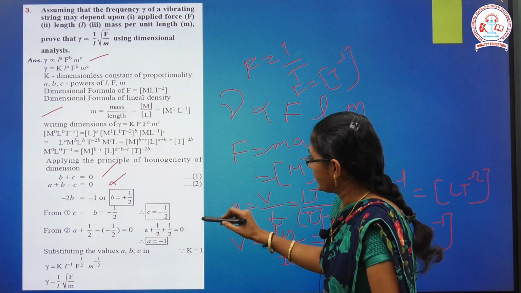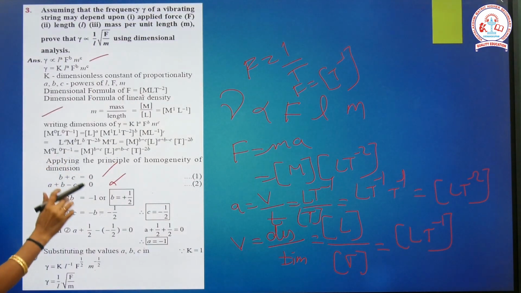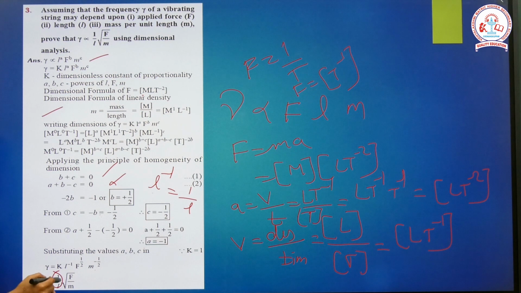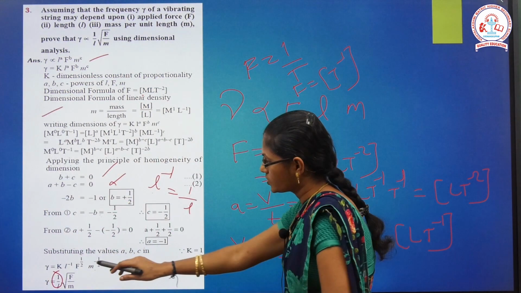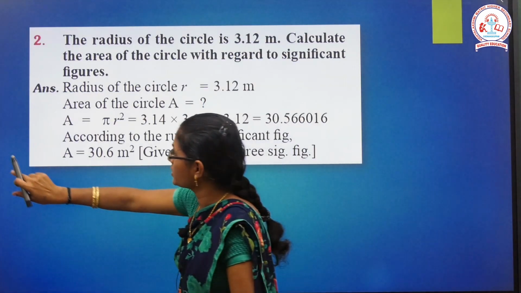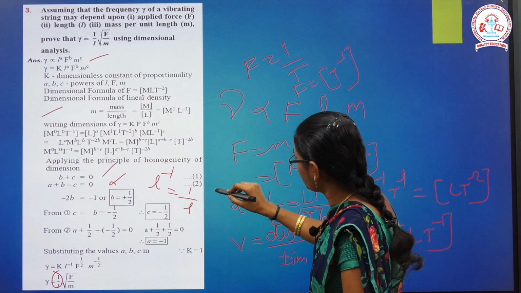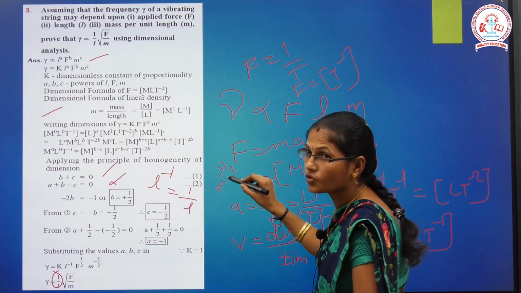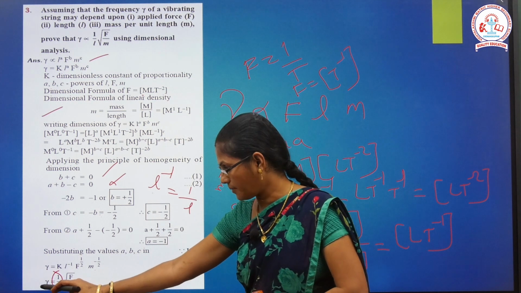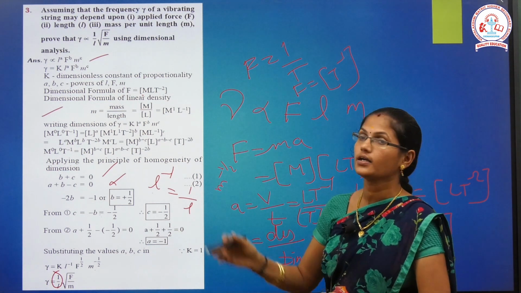So you already know very well, L power minus 1, we write that as 1 by L. And F power plus 1 by 2, that is root F. And M power minus 1 by 2 means root of M in the denominator, so we can write that divided by root M. So finally we get the answer for gamma is equal to 1 by L root of F by M. So using the dimensional formula, we get the answer for this problem.